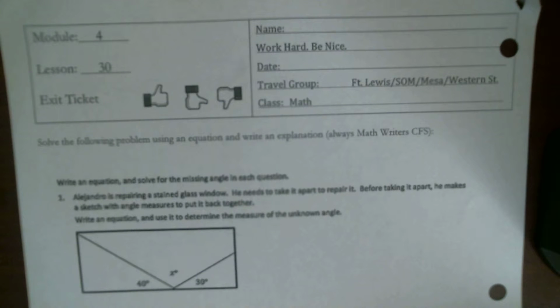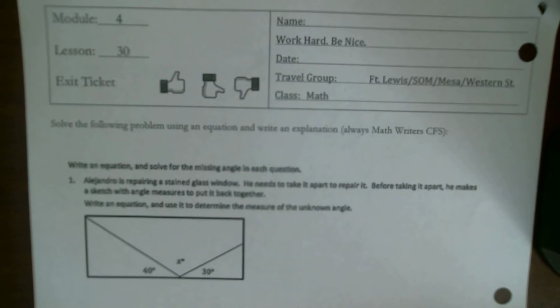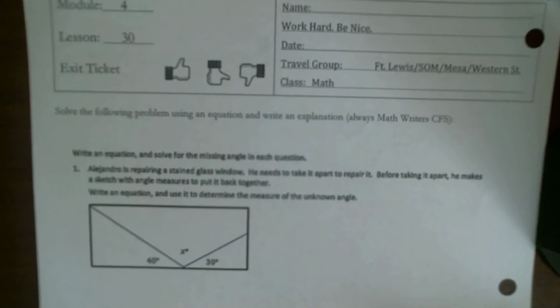Here is Module 4, Lesson 30's exit ticket. Let's go ahead and go through it. A pretty interesting problem, I think. As you see, it appears that Alejandro has been repairing a stained glass window. I'm going to zoom in here to make sure it focuses up. And he needs to take it apart to repair it.